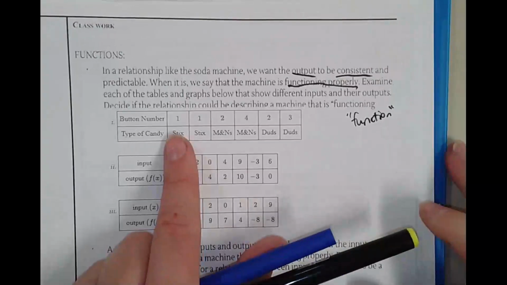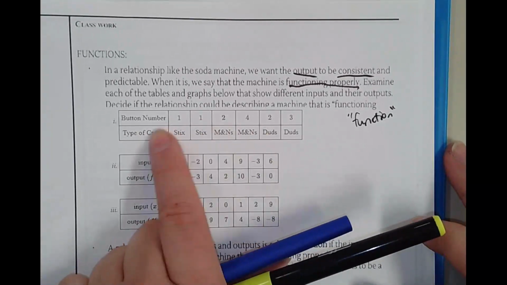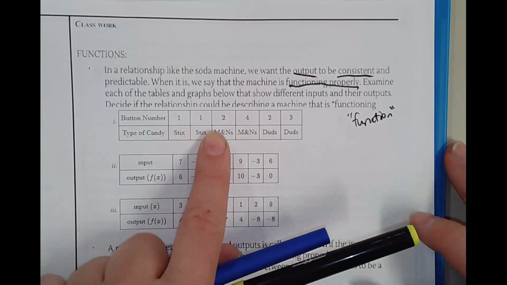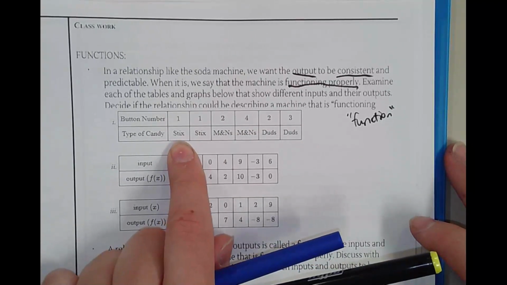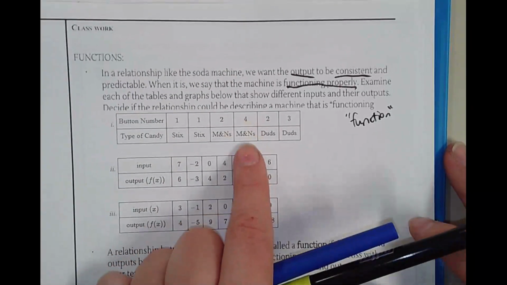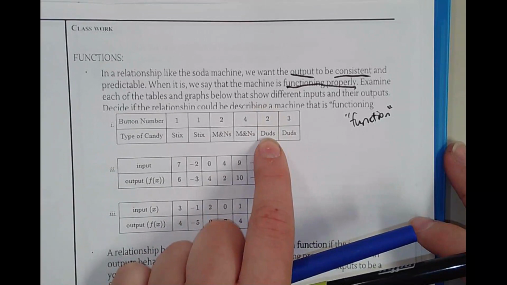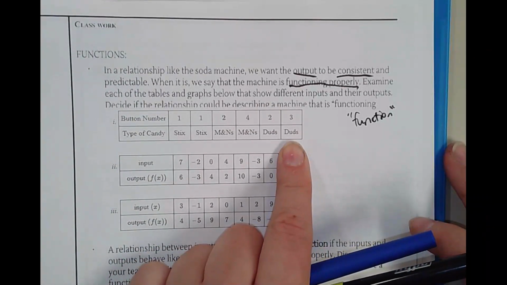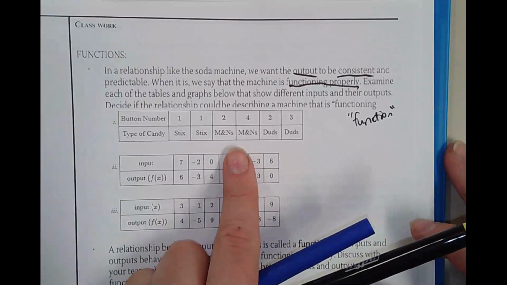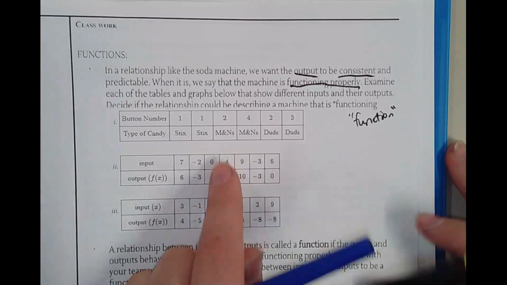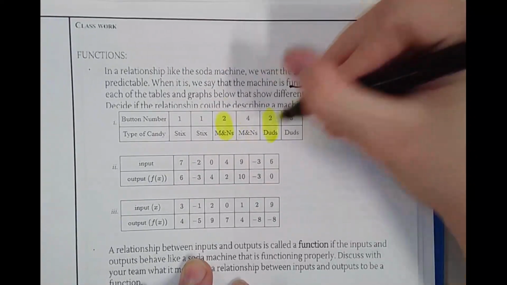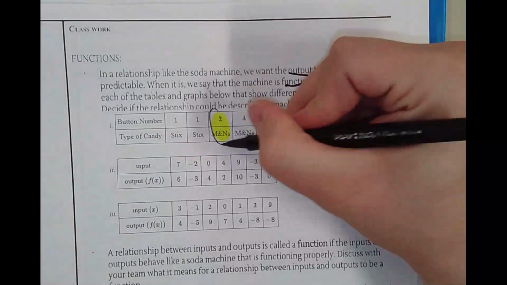So, what do you think about this first one? We got different buttons that lead us to different things. You press 1, you get sticks. You press 1, you get sticks. 2 gives you M&Ms. 4 gives you M&Ms. 2 gives you duds. And 3 gives you duds. Is that a function? No. Why not? Because the button 2 gives M&Ms. Very good. 2 is giving us 2 different things.